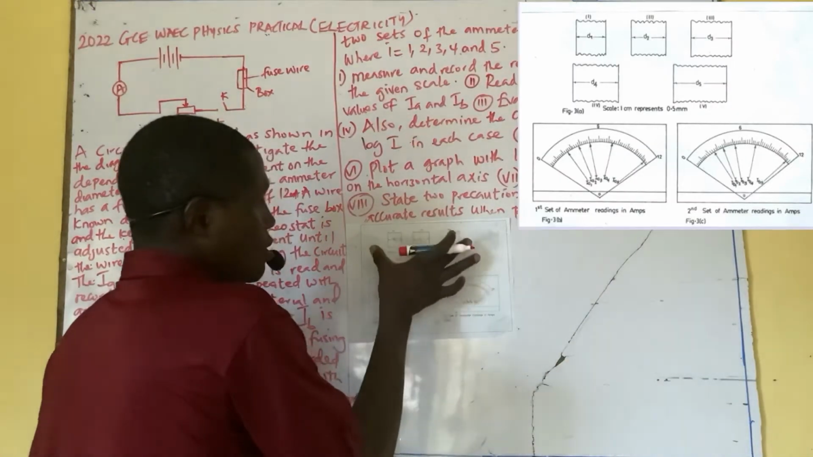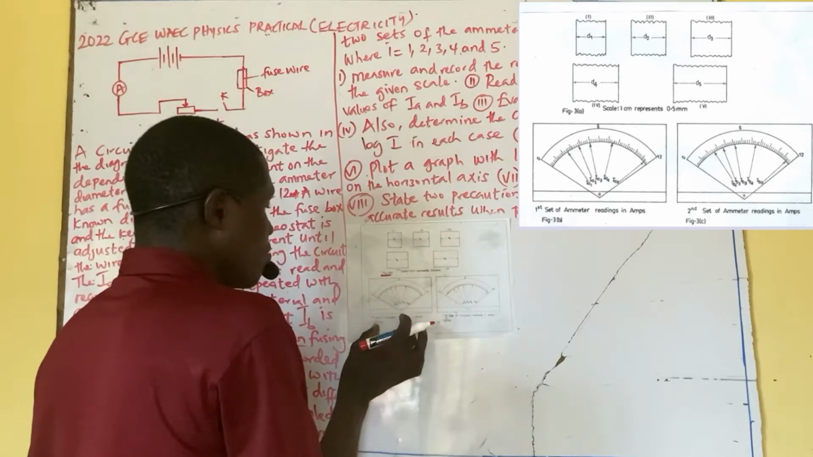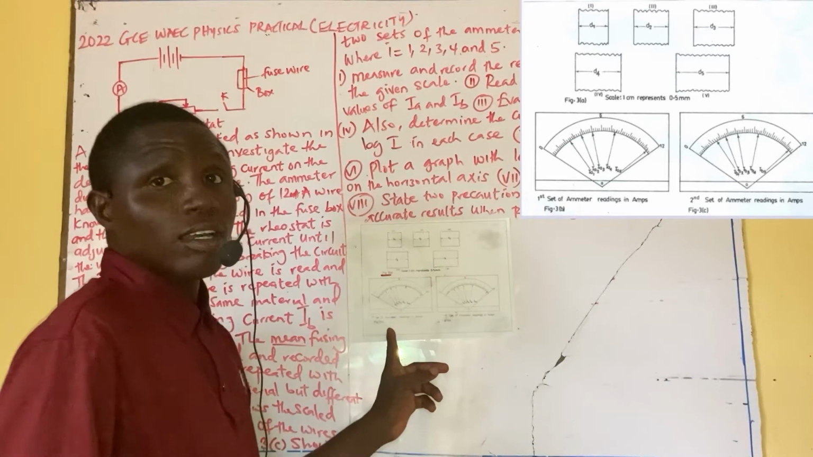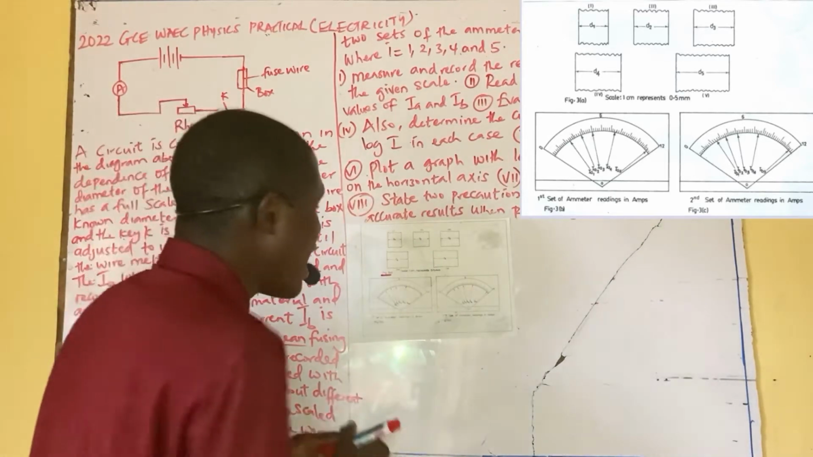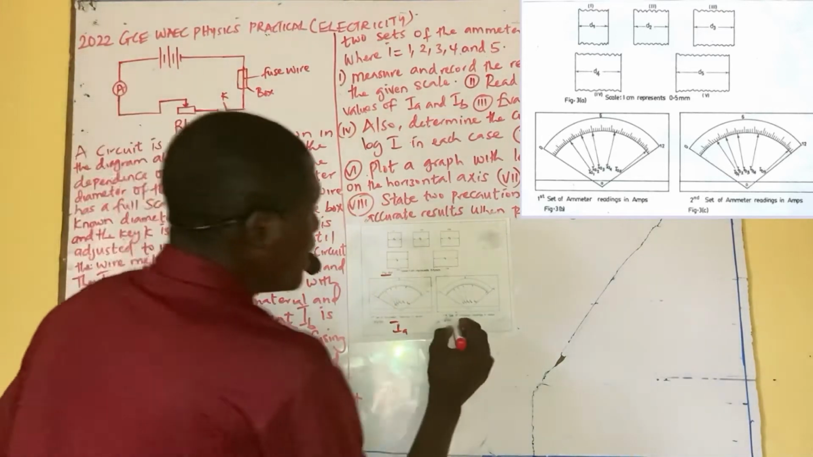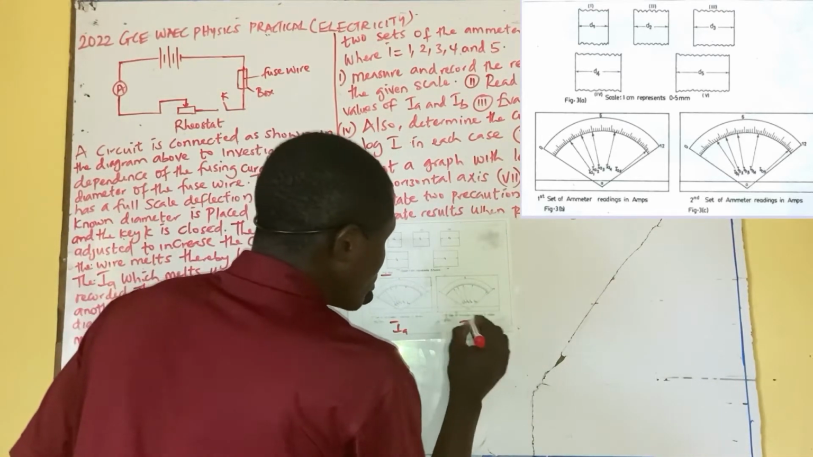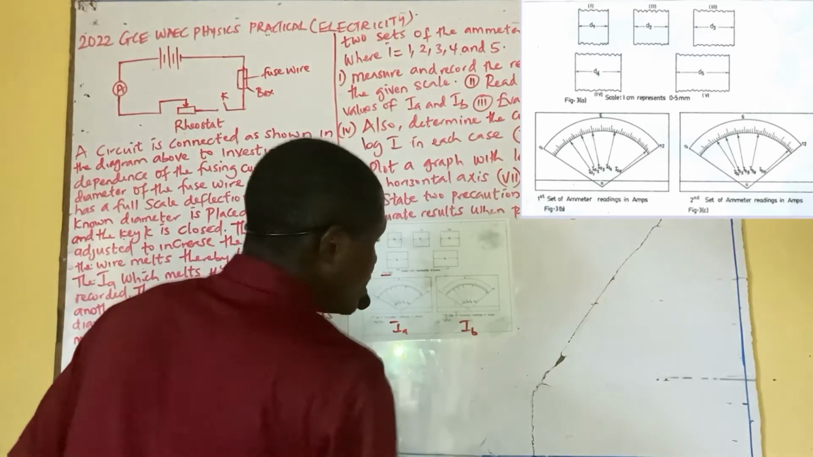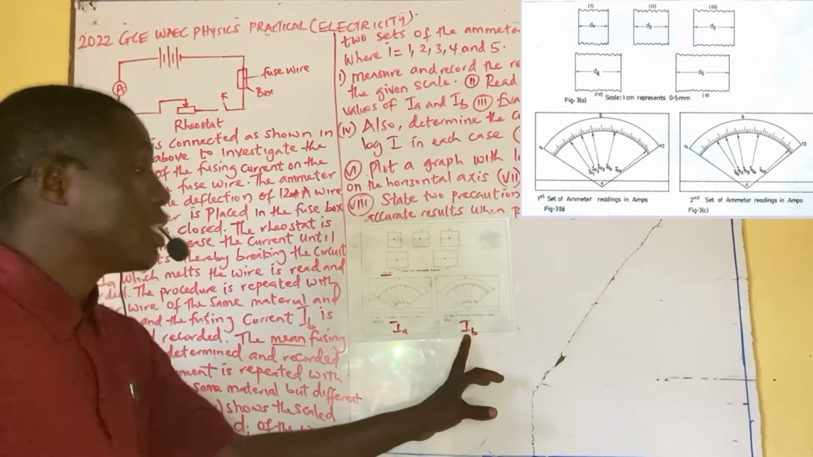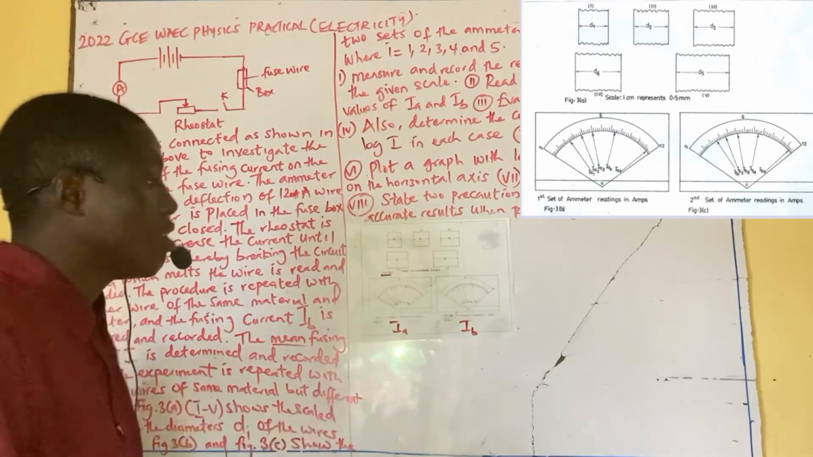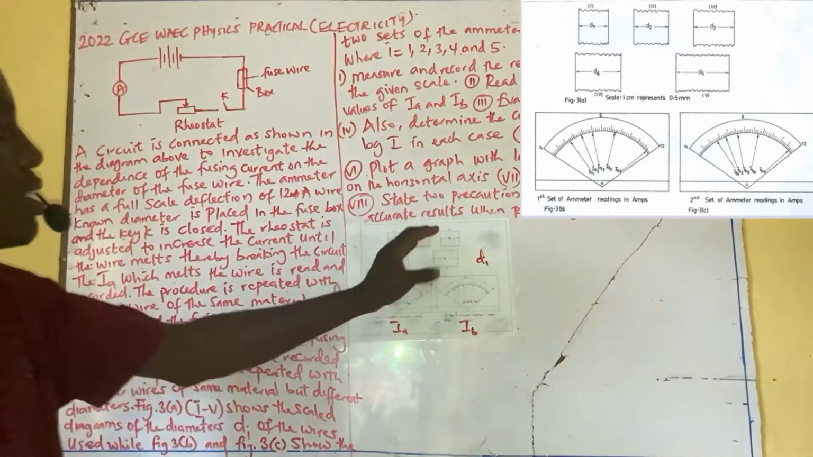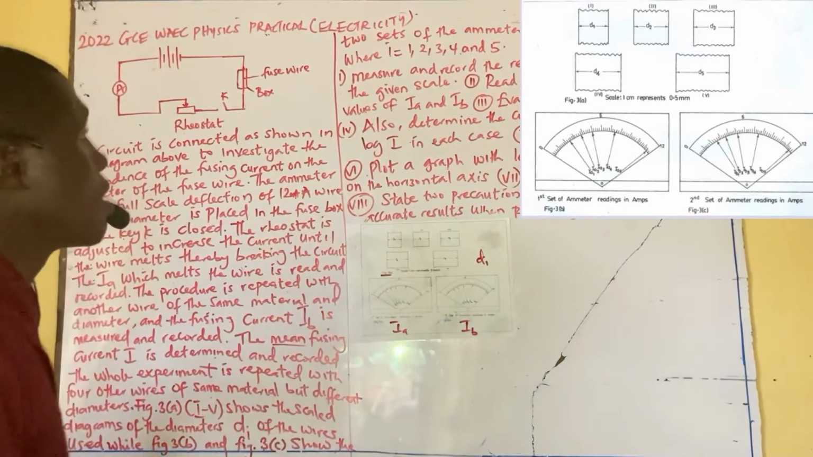So meaning that Figure 3A is telling us about the diameter, and Figure 3B is telling us about the first ammeter, for the IA current, the I subscript A current. While the second ammeter shows the current of the second wire, that is IB. And this figure is telling us about D, the diameter of the wire. So now we are going to use these diagrams to answer the questions that follow.